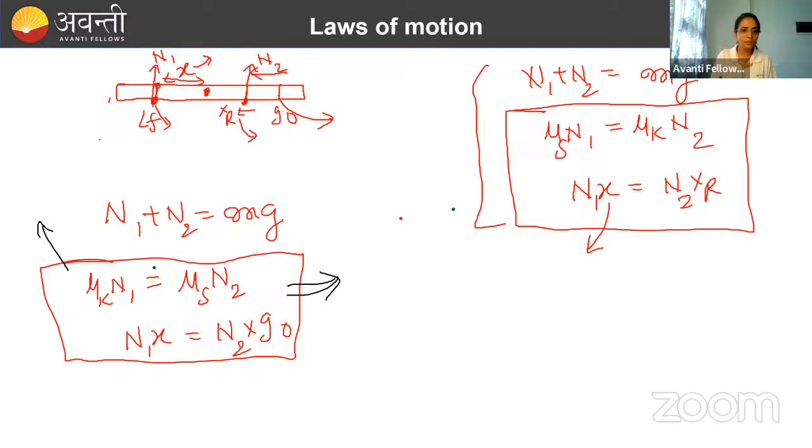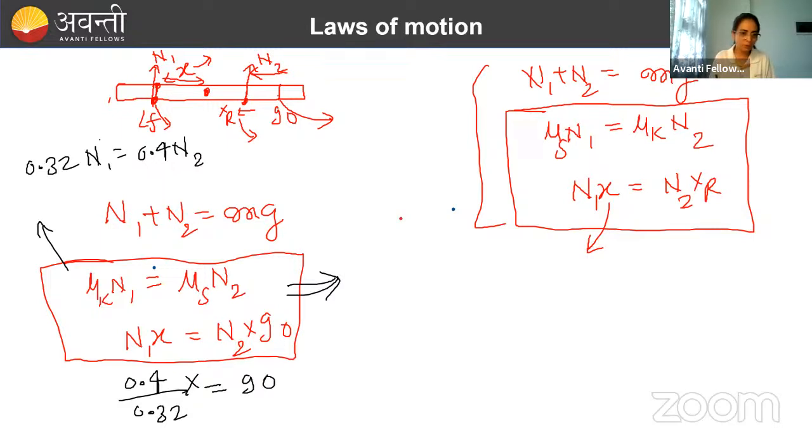So mu K is how much here? 0.32 into N1. And mu S is how much? 0.4 N2. So N1 by N2 is how much? 0.4 by 0.32 equal to X here equal to 90. So if we solve it, this 10 will go up and this is 8. So X will become how much? 72. So X is becoming 72. Done. So X value we have got.